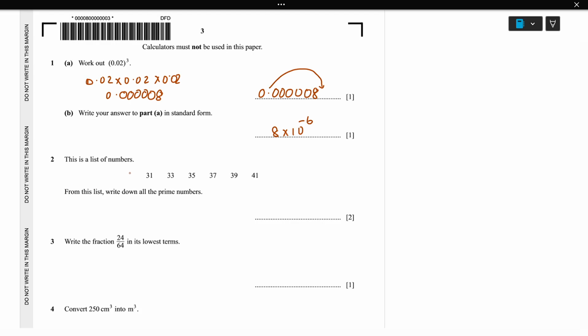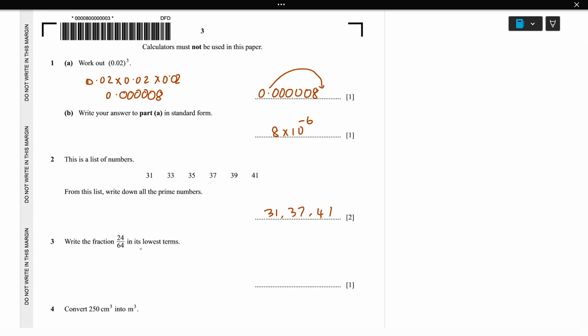Next, question number 2. This is a list of numbers: 31, 33, 35, 37, 39, 41. From the list, write down all the prime numbers. The prime numbers are 31, then 37 and 41.